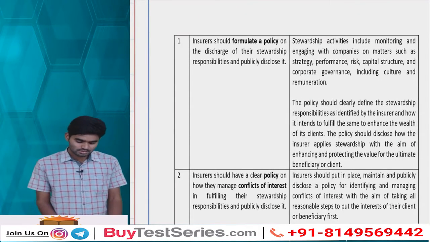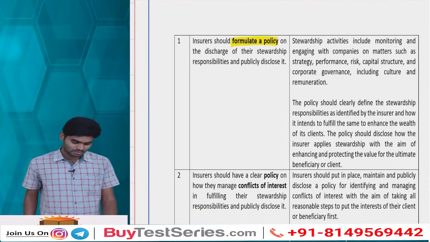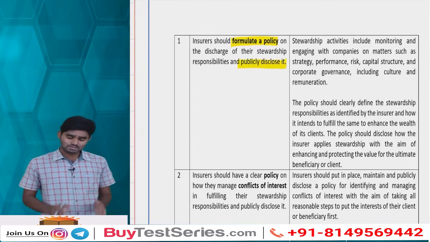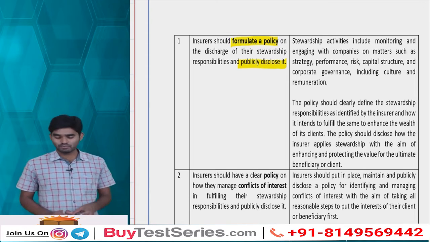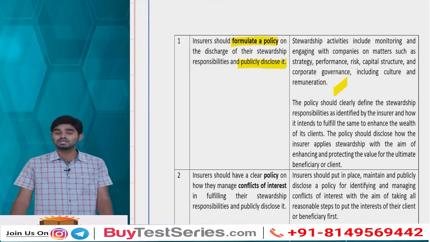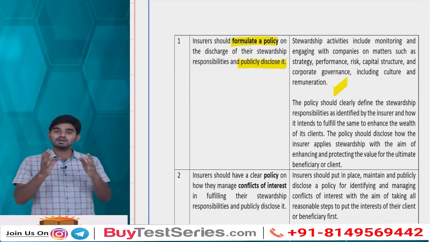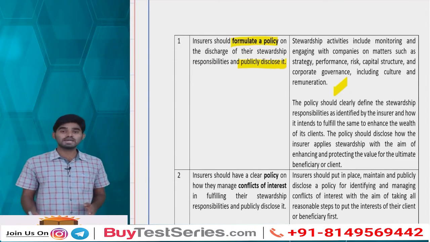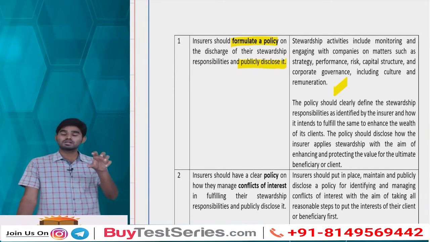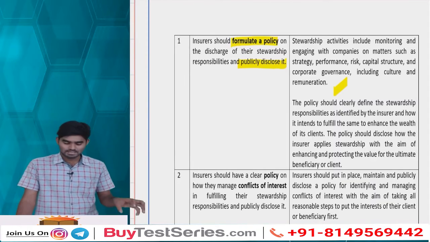First one, insurers should formulate a policy on the discharge of their stewardship responsibilities and publicly disclose it. So the same principles again, with some modifications provided including the guidance part. What it says, sir, is that you being an insurance company where you are going to invest in some investee companies, you shall have a clear policy as to how you are going to engage and implement your stewardship role and responsibility, your stewardship duties. You shall have a clear-cut policy, and please publicize that.